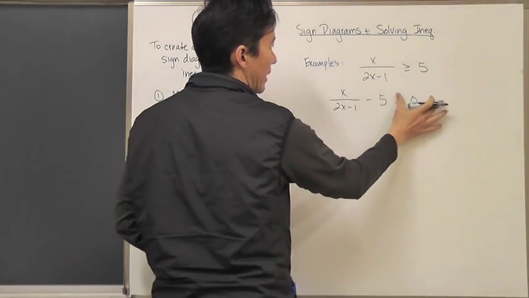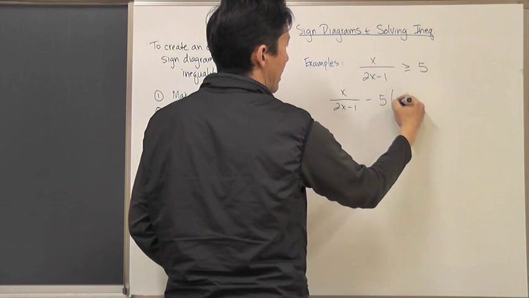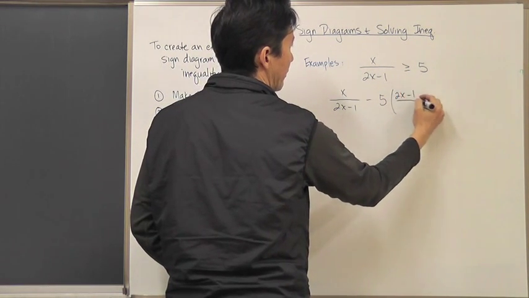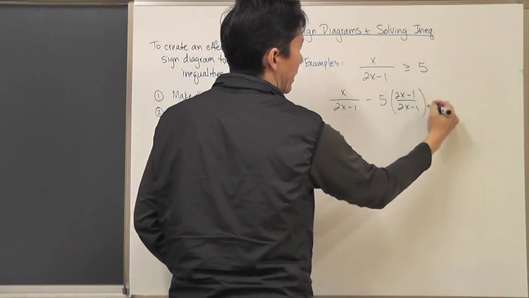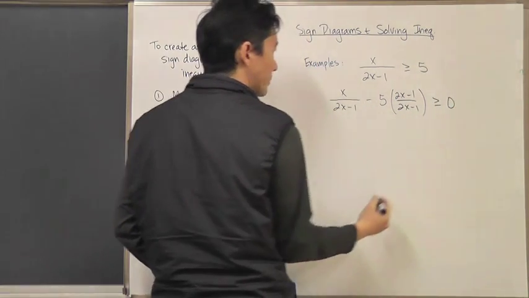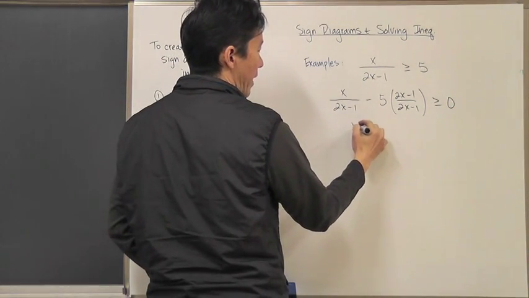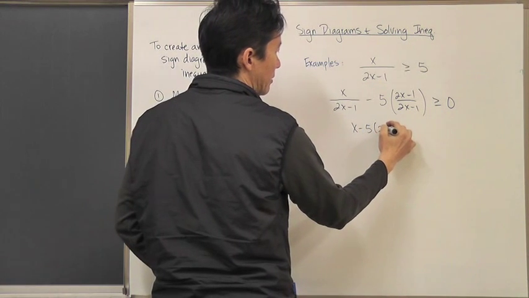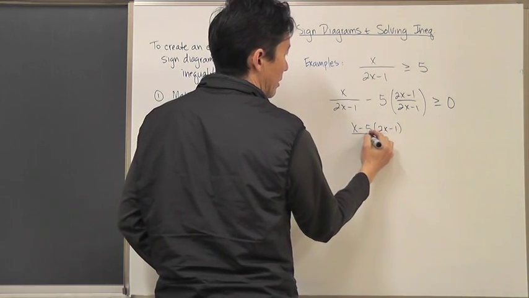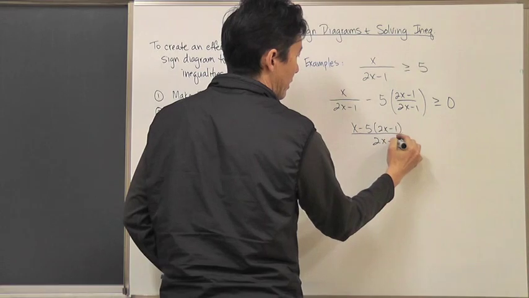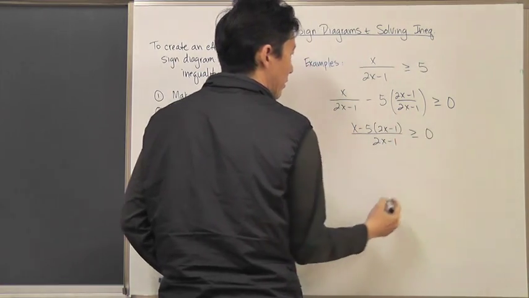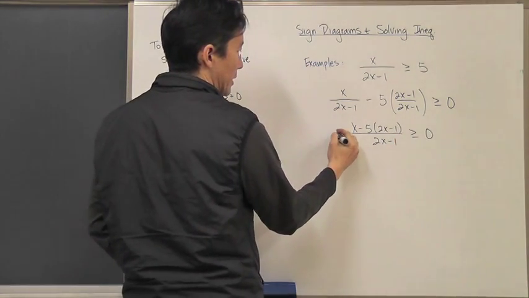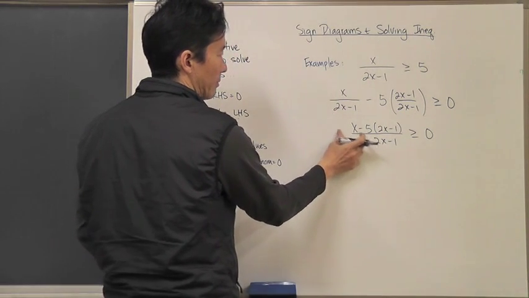In order to do that, I need to multiply this by 2x minus 1 divided by 2x minus 1, so I can get a common denominator. So what I have then is x minus 5 times 2x minus 1, all divided by 2x minus 1. Again, we want this to be greater than or equal to 0. This is exactly the same thing. I'll just do it below.